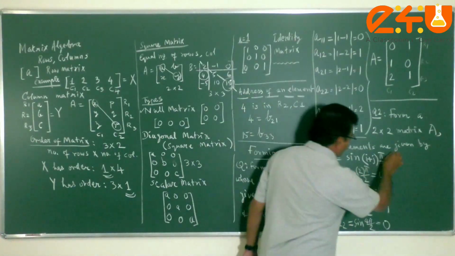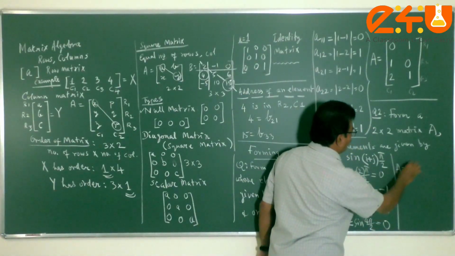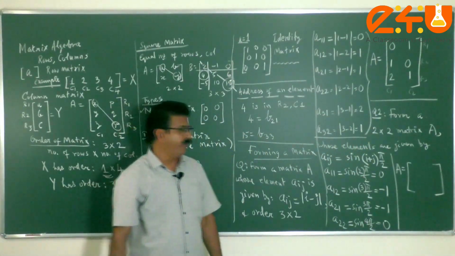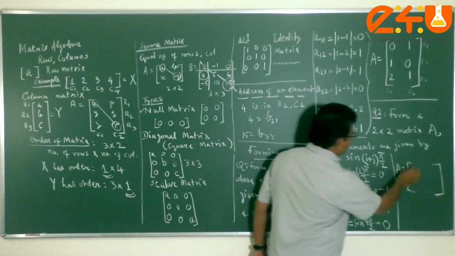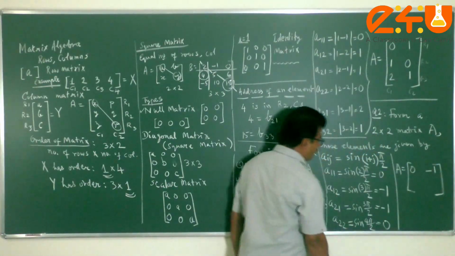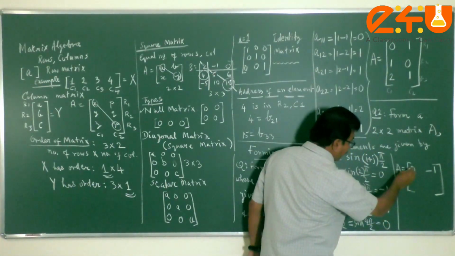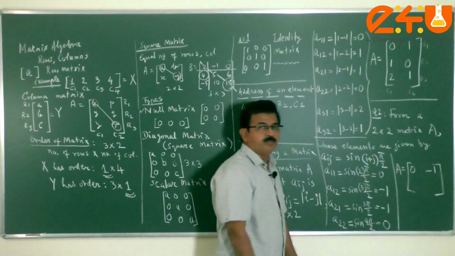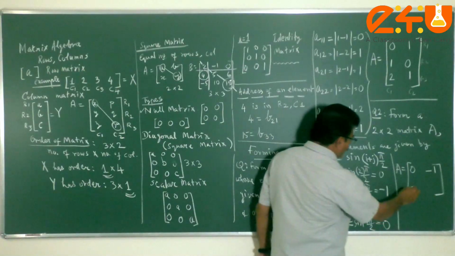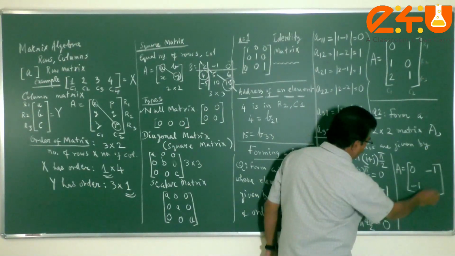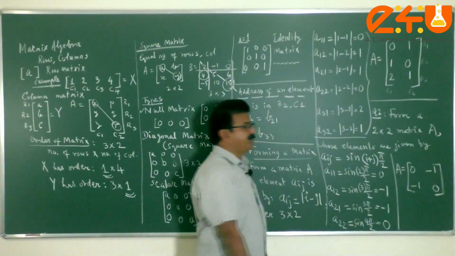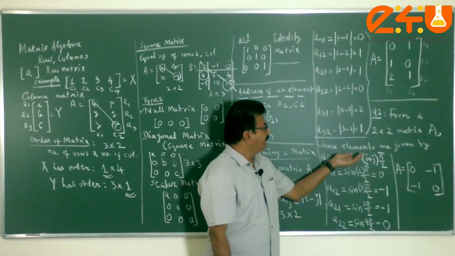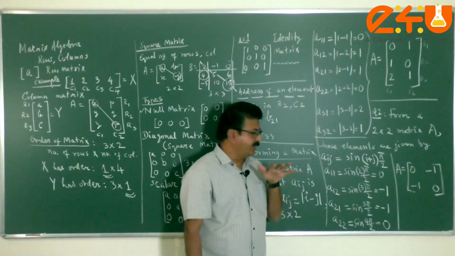Yes, students can now give the final answer. What is the matrix A, which is a 2 by 2 matrix? What is it made of? Row 1 column 1 is made of 0 and row 1 column 2 is made of minus 1, row 2 column 1 and row 2 column 2 made of minus 1 and 0. So that is the result of this manipulation and evaluation.